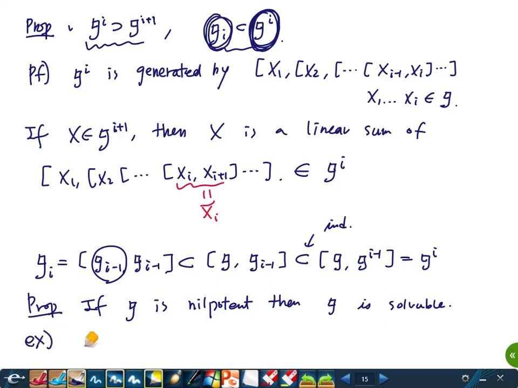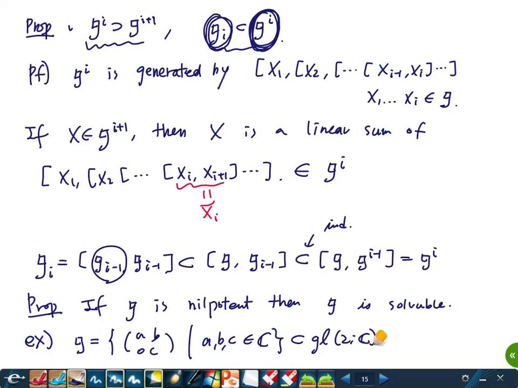I'm not going to prove that, but I'll just give you an example. Take matrices [A, B; 0, C], with A, B, C complex numbers. So it's like upper triangular matrices. Think of this as a subalgebra of gl_2(C). The Lie bracket is defined the usual way, xy minus yx. Then this is solvable, but not nilpotent.